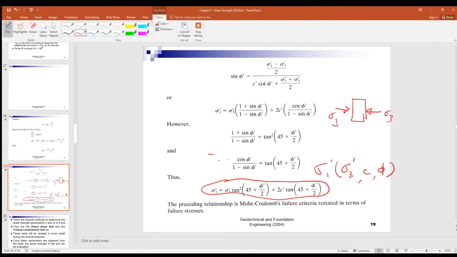we want to know, if that is C and phi, the basic characteristic of this soil is C and phi. Now, can we work out how much will be the sigma 1? Sorry, by how much sigma 1 will be increased until the soil fails.